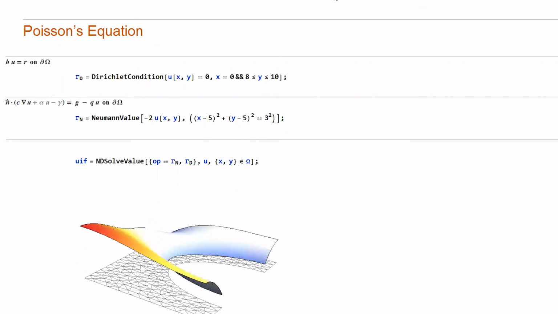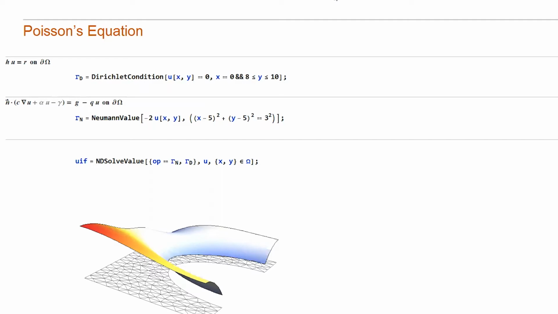Let's look at the previous example again. We use the same region and the same PDE operator. Now we specify a Dirichlet condition where we specify that the dependent variable u is supposed to be 0 at the specific boundaries given here. That corresponds to the upper left-hand part of the region.